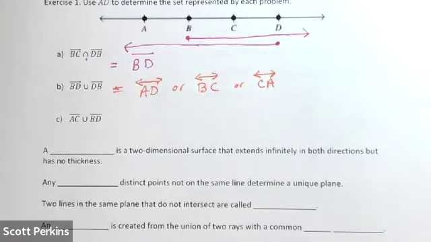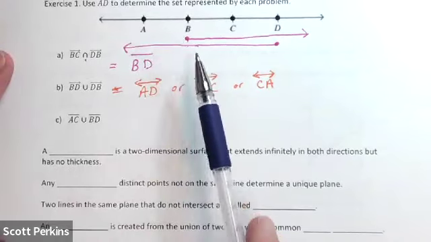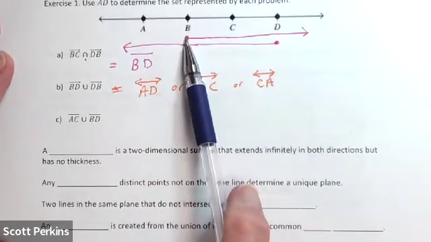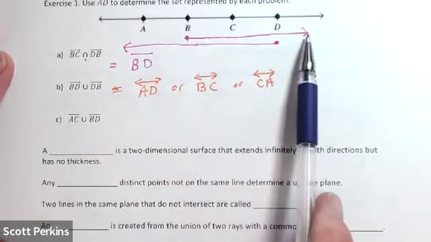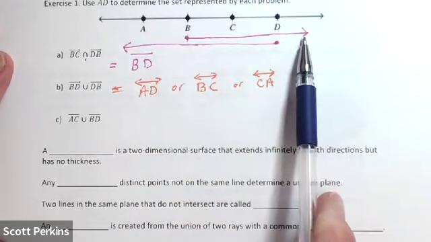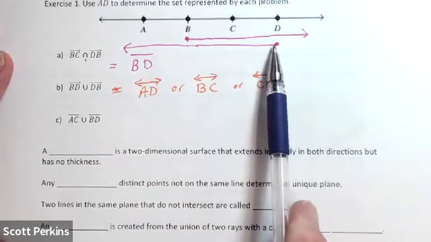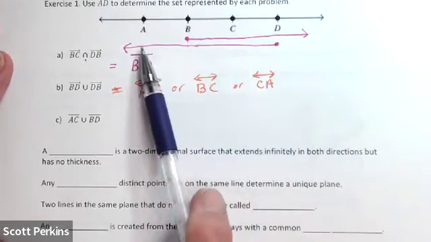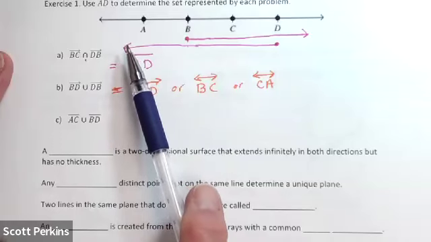A ray has a starting point, one starting point, and it goes forever in the other direction. So when we drew this figure, the top ray starts at the point B and goes forever in that direction, never stops. That's why I draw an arrow there. And then the other ray starts at D and goes forever in this direction. Again, never stops. That's why I have an arrow.